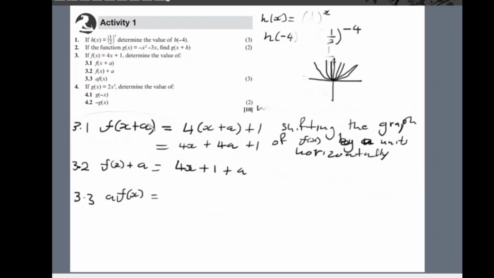Yeah, this is a transformation again. So a times f of x will be a times 4x plus 1, which is 4xa plus a. Okay, and then question 4.